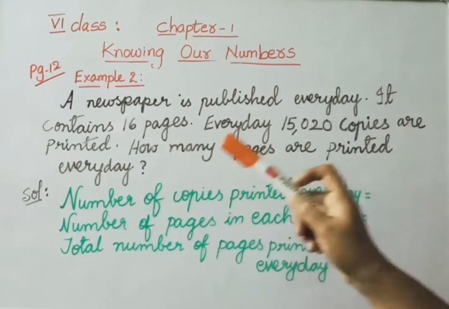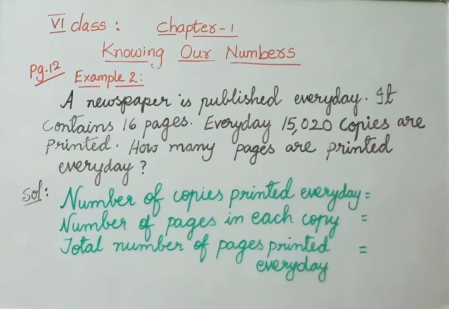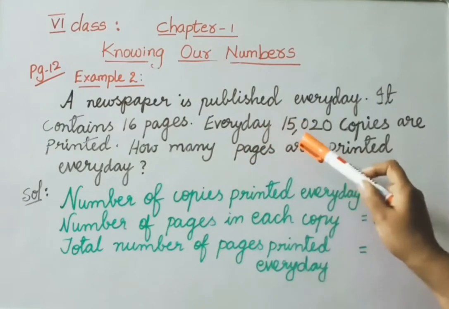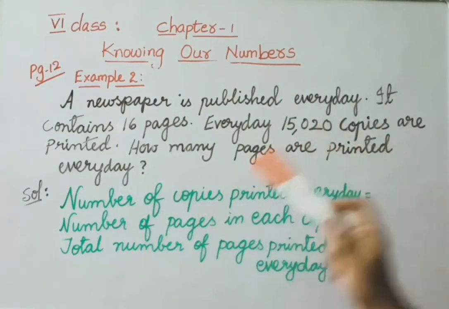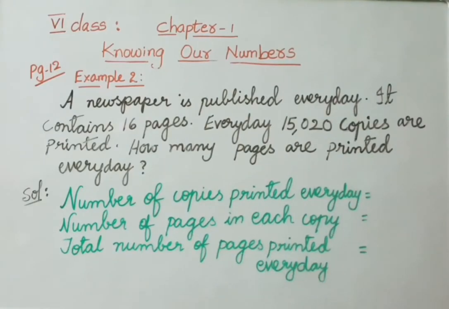See now example 2. A newspaper is published every day. It contains 16 pages. Every day 15,020 copies are printed. How many pages are printed every day? So every day they are publishing the newspaper. That is 15,020 copies they are going to publish, and in each copy there will be 16 pages. So we need to find out how many pages in total they are going to print every day.